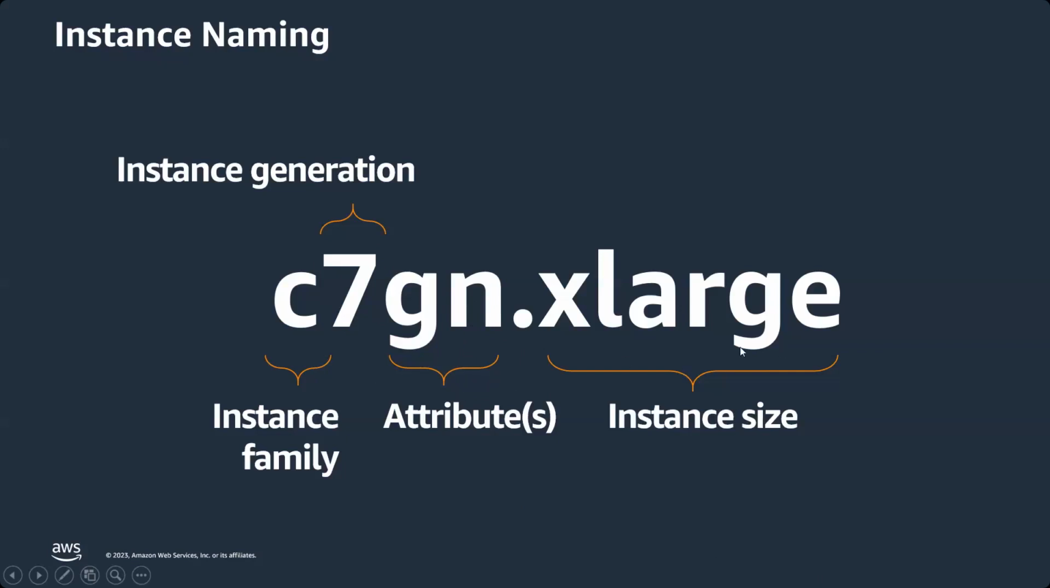And finally, we get to this last part. I think this is the most intuitive part, right? The X large. You can think of this as like clothing sizes, right? This just denotes the amount of CPU, memory, storage, and network performance.